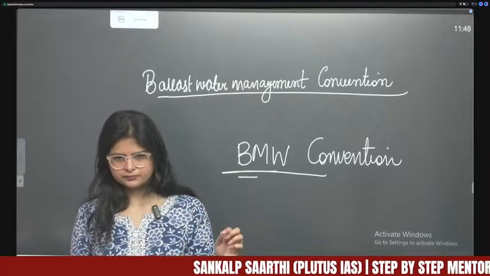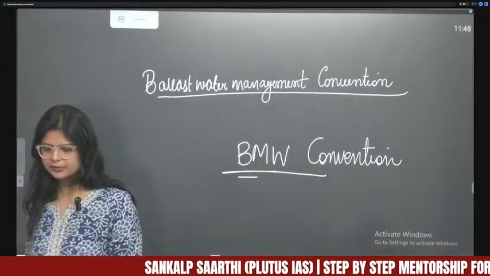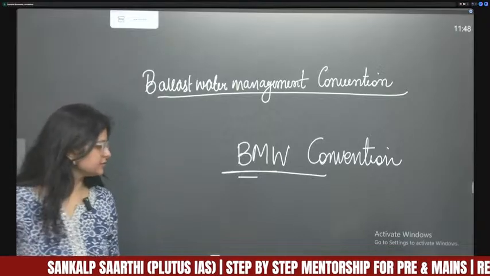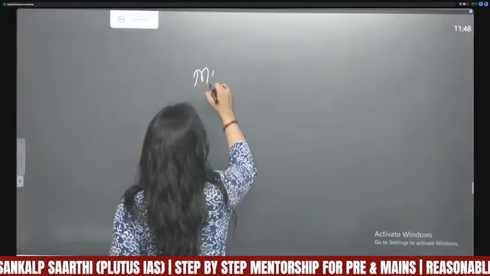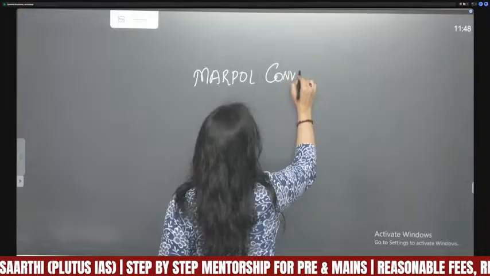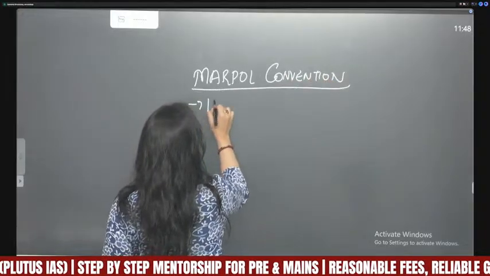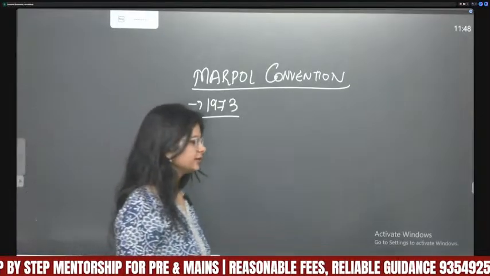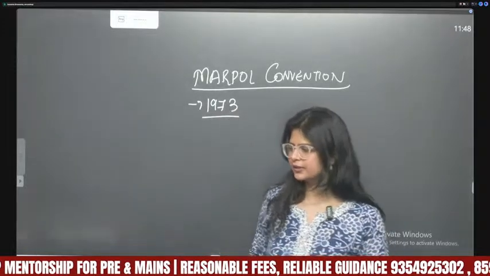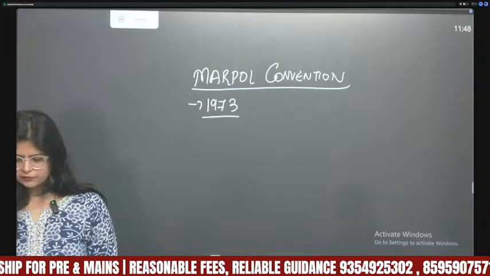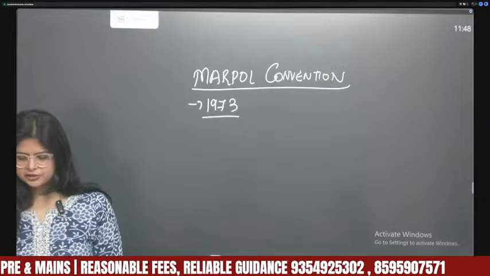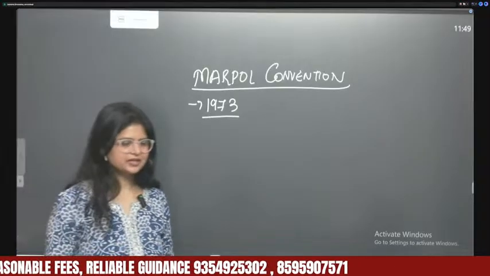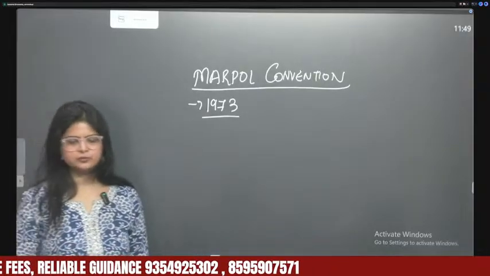We call it the MARPOL Convention, right? So write down MARPOL Convention. MARPOL Convention has been adopted in 1973, and it came into force in 1983. What is the full form? It's an international convention for the prevention of pollution from ships.